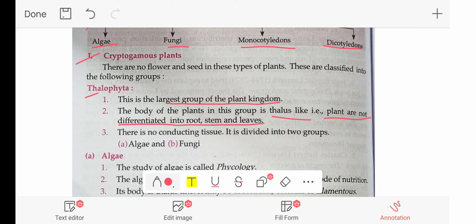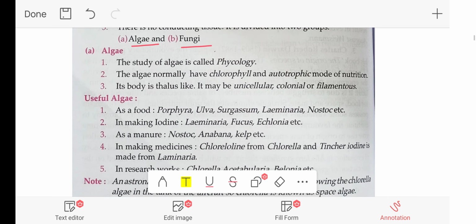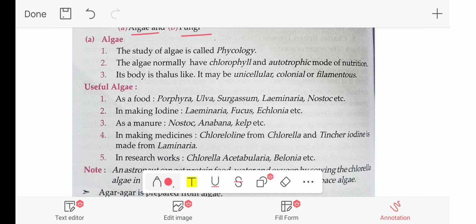There is no conducting tissue. It is divided into two groups, that is, algae and fungi. Let's see algae. The study of algae is called phycology. The algae normally have chlorophyll and an autotrophic mode of nutrition. Its body is thallus-like. It may be unicellular, colonial, or filamentous.